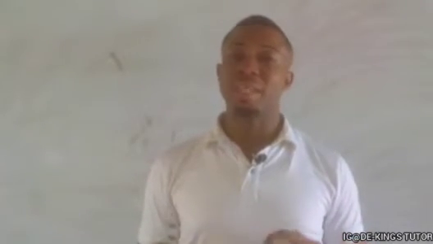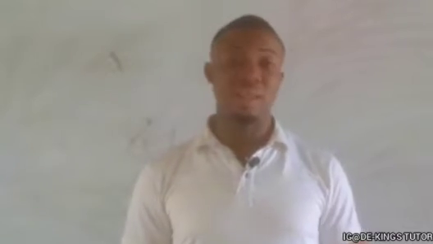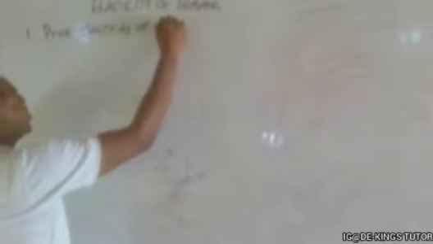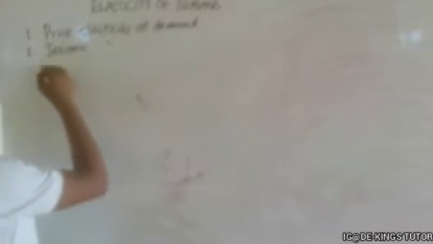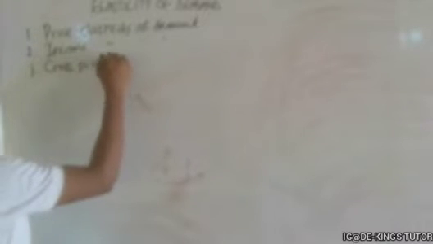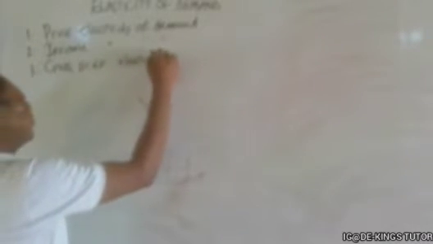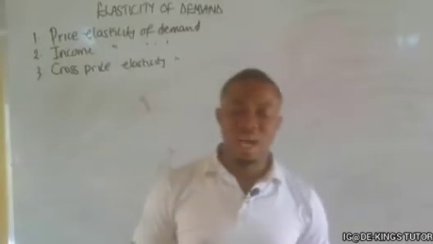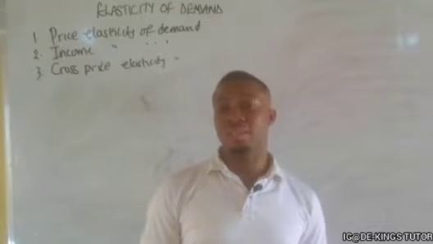Okay, now basically we have three types of elasticity. The first one is called the price elasticity of demand. The second one is called the income elasticity of demand, while the third one is called the cross price elasticity of demand, or the cross elasticity of demand. So these are basically the three aspects of elasticity of demand.